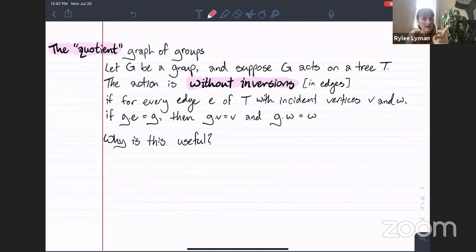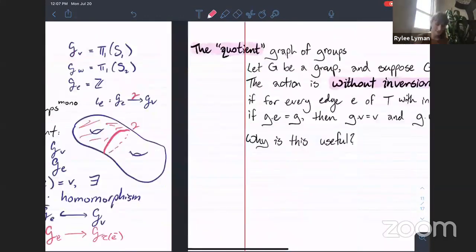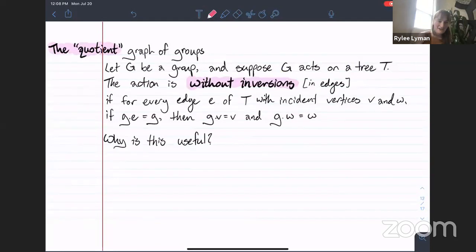First of all, we have to agree on something. Imagine I just have a group acting on a tree, and I want the quotient to inherit a graph structure from the tree that it was acting on, right? So if I'm going to be able to do that, I need to assume that the action is without inversions. What that means is if I send an edge to itself, I don't flip it. If I send an edge to itself, I want it to fix the incident vertices. A non-example was the action that I drew earlier for SL2(C), which was not without inversions because it did flip across some edges. So this is useful because the quotient inherits a graph structure.